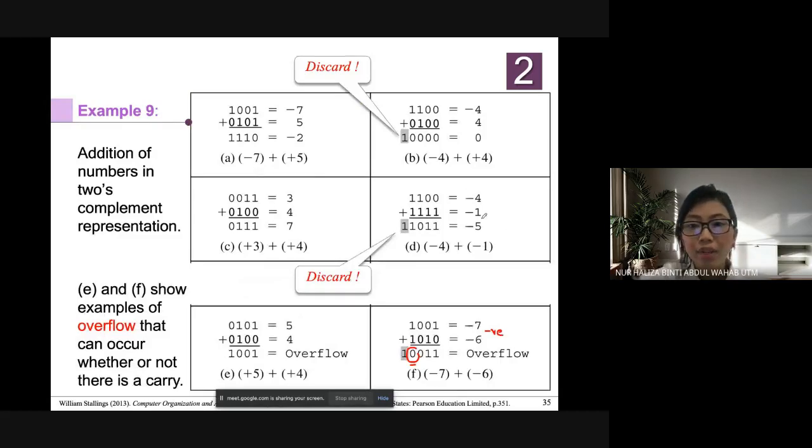So please try to do the example and you will see how it happened. And for the answer, please try to convert back to decimal because this one is already converted directly from the two's complement. See? Two's complement.